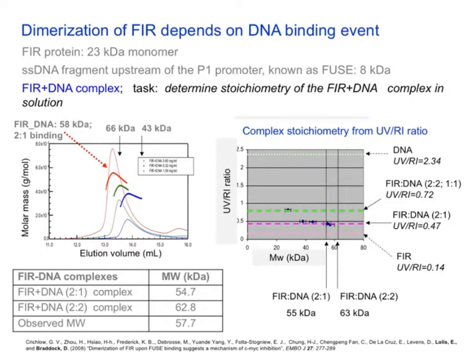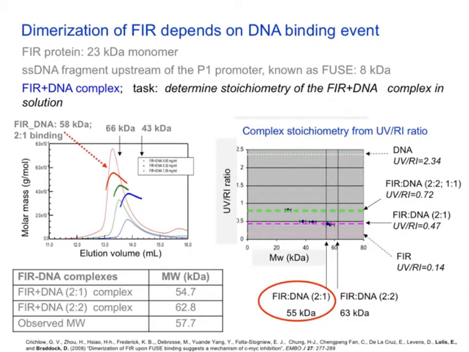Because the observed UV to RI ratio for the DNA fragment used is 17 times higher than that of FIR protein alone, the FIR-DNA complex with 2:2 stoichiometry is expected to have a much higher UV to RI ratio than a 2:1 complex with only a single DNA piece bound to the dimer of FIR. At the highest concentration tested, we measured a molecular weight that falls somewhere in between these two stoichiometries. However, the UV to RI ratio measured matched perfectly the ratio that we would expect for the complex that is built from a dimer of FIR associated with a single piece of DNA.